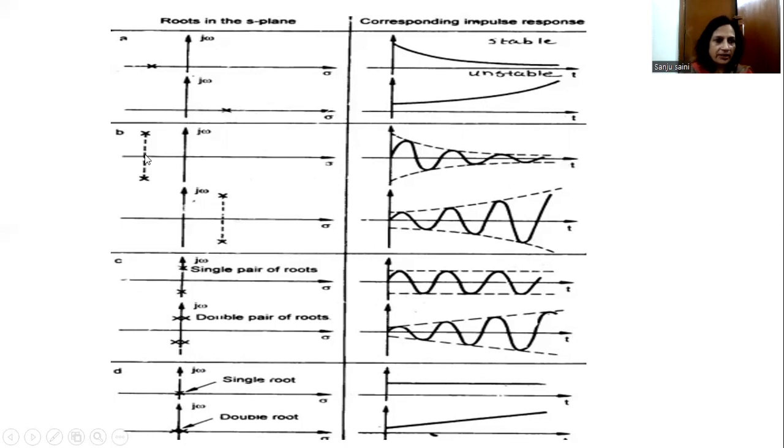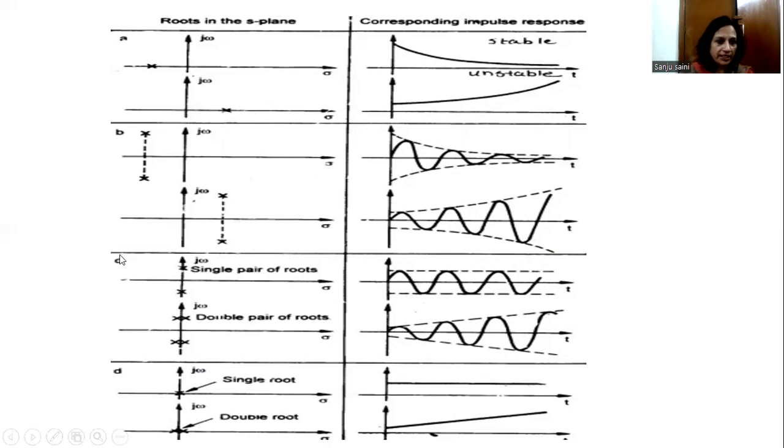But if the same conjugate pair of roots lies in the right half of the S-plane, the envelope of this oscillation keeps on increasing. Ultimately, the system output goes out of bound.